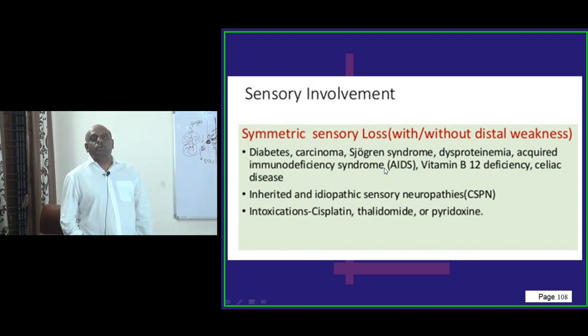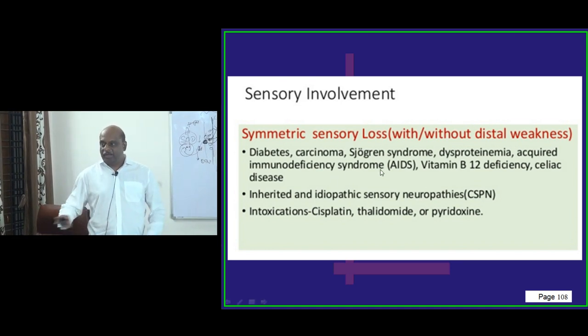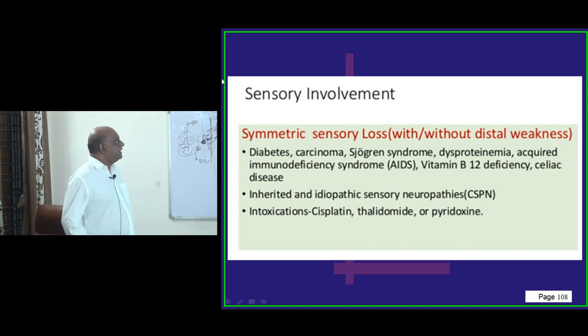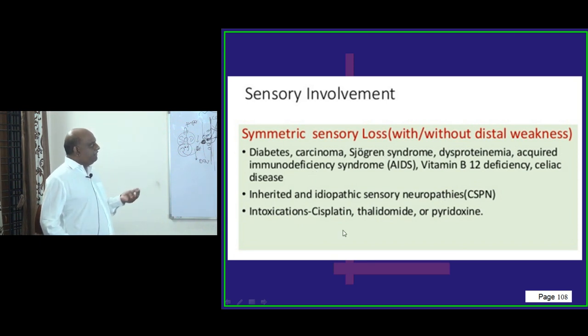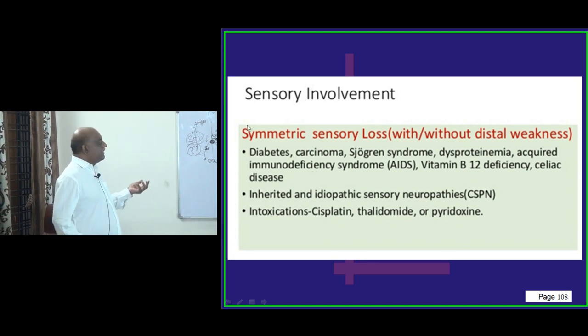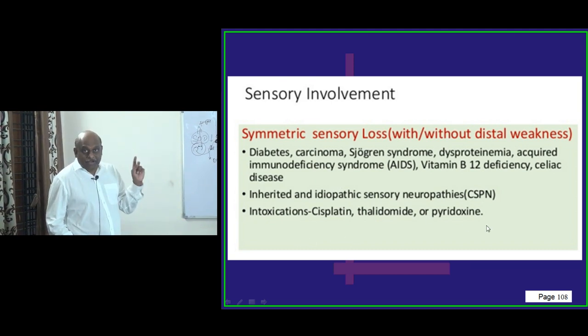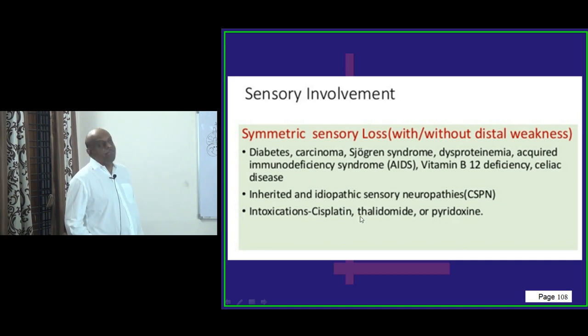Symmetrical sensory loss, right and left, both the sides symmetrically. Diabetes, carcinomas, HIV, vitamin B12, they are all symmetrical sensory loss. Similarly, cisplatin, thalidomide, pyridoxine, these three you should remember for symmetrical sensory loss.